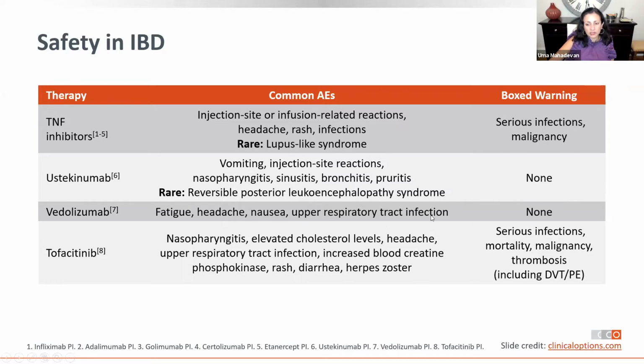So in your older patient, your patient with prior cancer, with serious infections, these two drugs are a great choice. And then tofacitinib has a lot of reported side effects, including boxed warnings for serious infections, mortality, malignancy, thrombosis, including DVT-PE. But most of those are in the rheumatoid arthritis population. In ulcerative colitis, we don't see as much DVT-PE. The rates are pretty low, and it's a very effective agent. So particularly in a younger patient with severe UC, I do use quite a bit of tofacitinib.